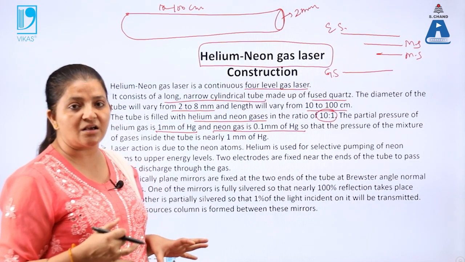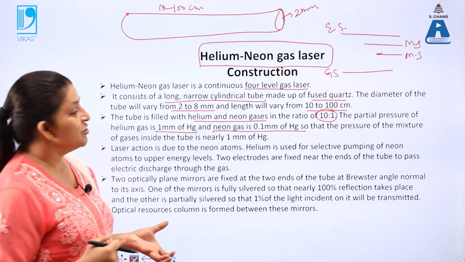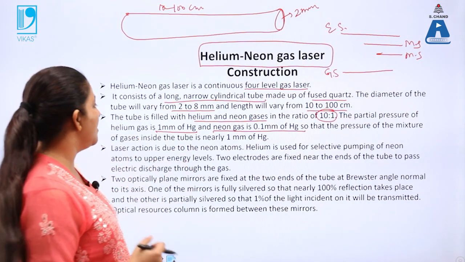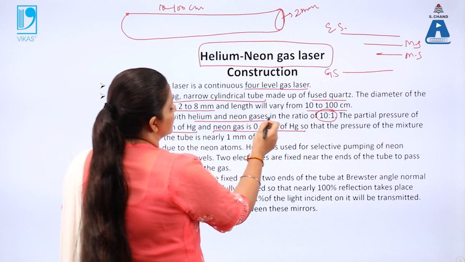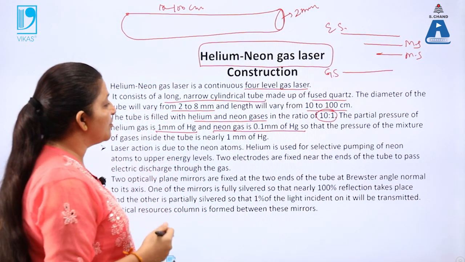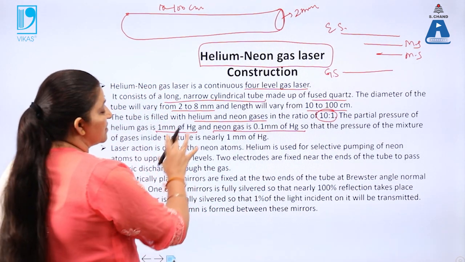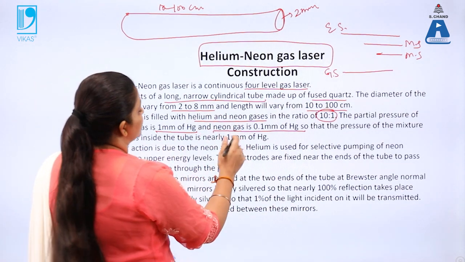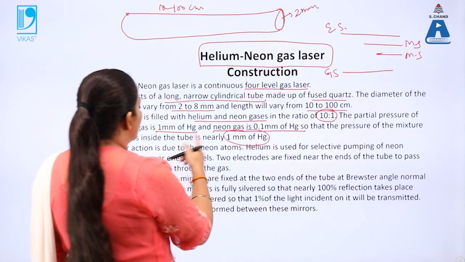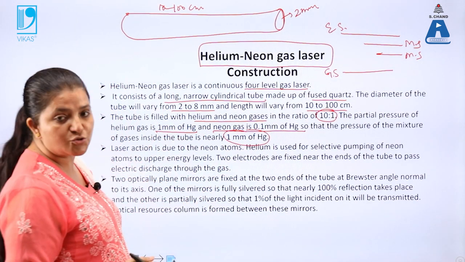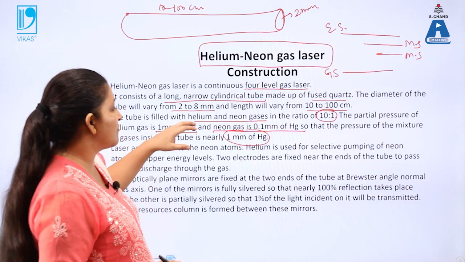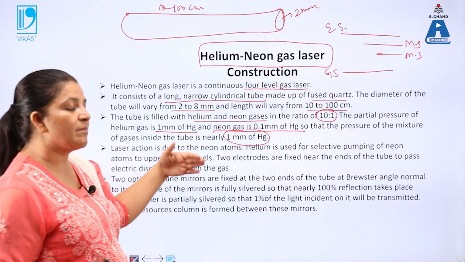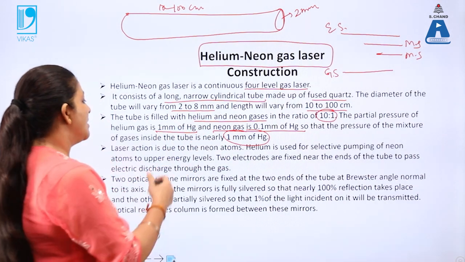The ratio is not in the form of atoms here; the gases are taken in the form of partial pressure. So the partial pressure of helium gas is taken as 1 mm of mercury, while that of neon gas is 0.1 mm of mercury. When we take the mixture of these two gases, the total pressure is 1 mm of mercury, since 0.1 is small compared to 1. It is mainly due to the helium gas instead of the neon gas.